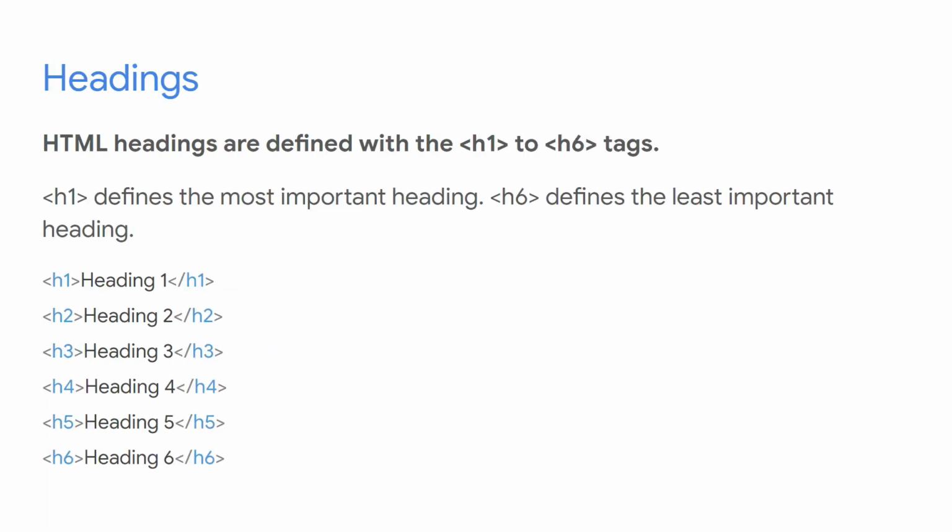And second, we have headings. As you know, in the previous video, we can create a heading with the help of heading elements. So we have h1, h2, up to h6. There are 1 to 6 heading tags, where h1 defines the most important heading and h6 defines the least important. h1 has the highest font size and h6 has the lowest.